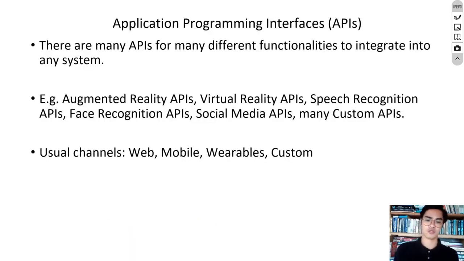So for your project, I'd like you to come up with groups of five. In groups of five, search for an API that interests you. Okay? There are many. Augmented reality, marami. You have social media, you have the Twitter API, the Facebook API, the YouTube API, any functionality that can be integrated into any system.